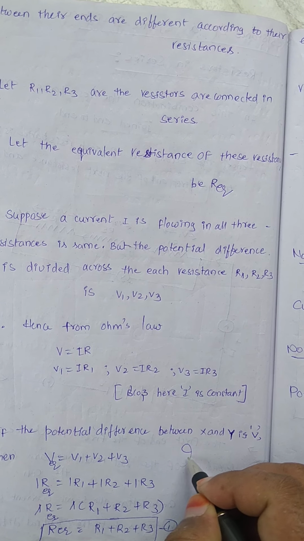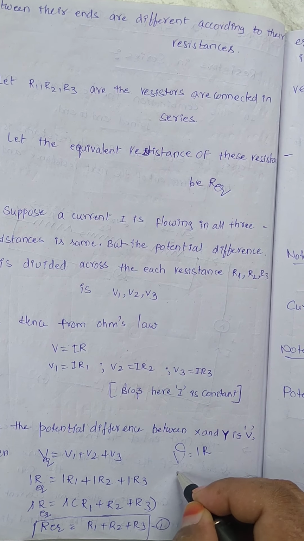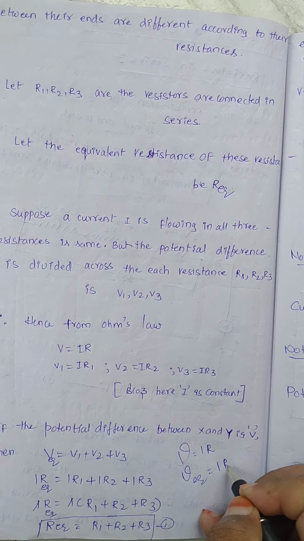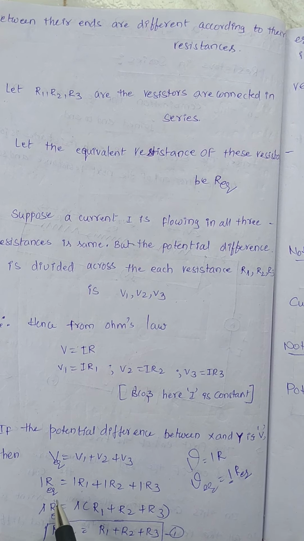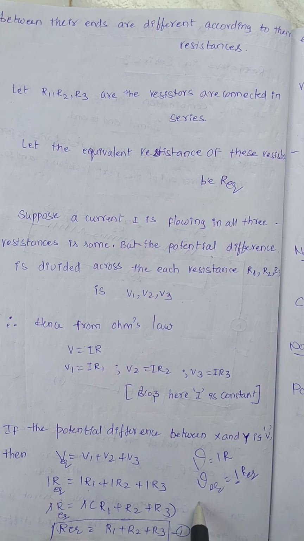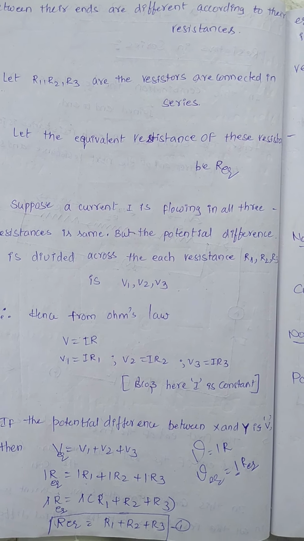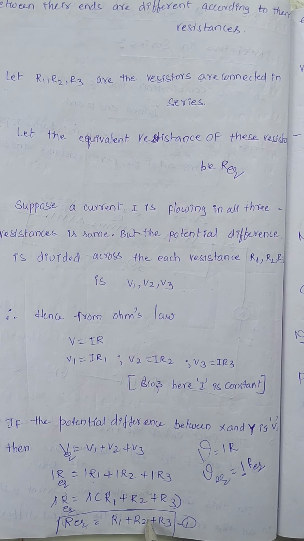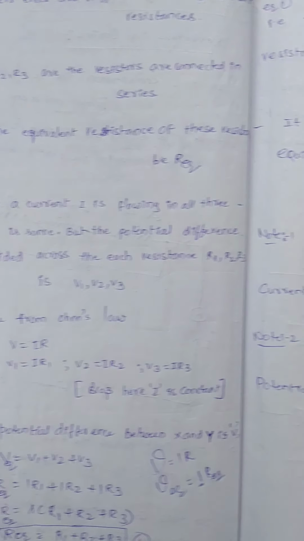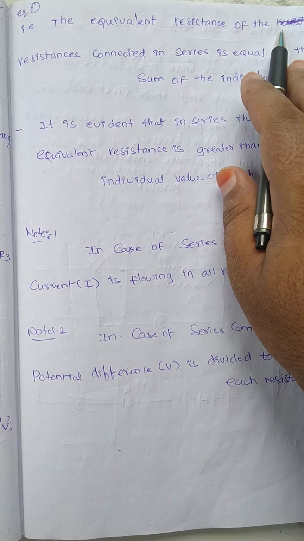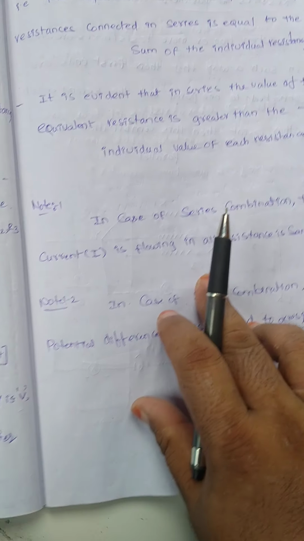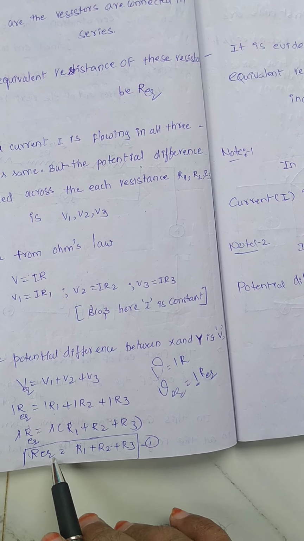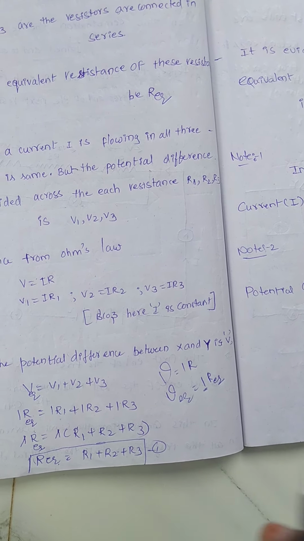But from Ohm's law we know V equal to IR. Then V equal to I R equivalent. Why? Because the current is the same. Then I R equivalent equal to IR1 plus IR2 plus IR3. Taking I common, we get I times R1 plus R2 plus R3. Then I cancels on both sides. Finally R equivalent equal to R1 plus R2 plus R3. So this equation 1 tells us that the equivalent resistance of resistances connected in series is equal to the sum of the individual resistances.